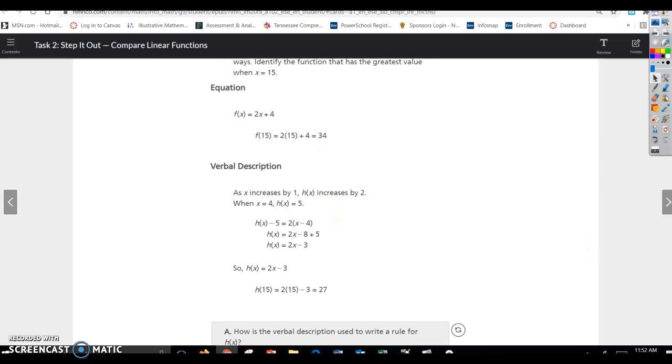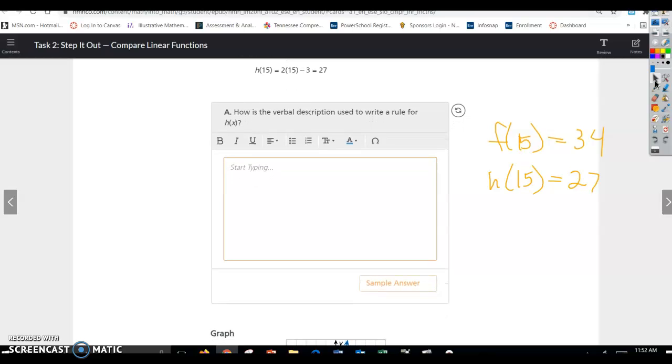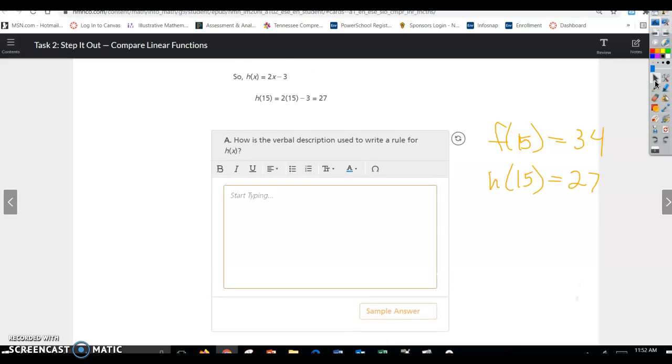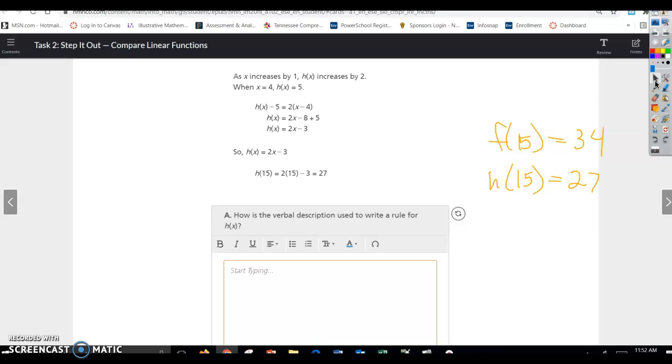All right, so let's see if I can write these down. So f of 15 is 34. h of 15 is 27. All right, it says, how is the verbal description used to write a rule for h of x? Well, you just have to take the words, the verbal description, and put it into the equation.